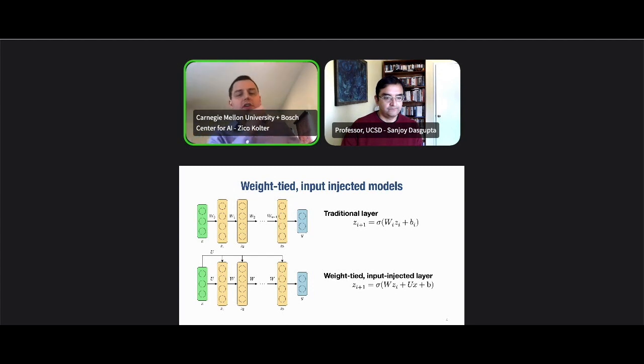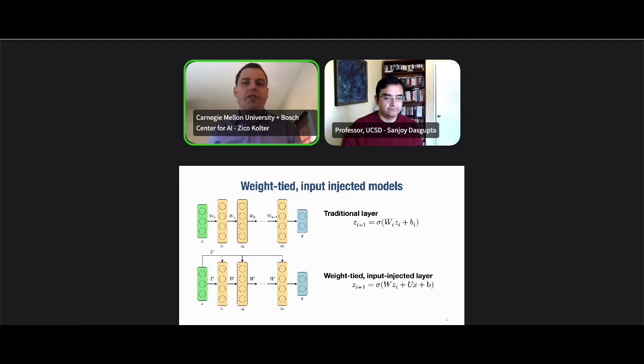Now, you might argue that this is a very restricted form of network. It turns out it's actually not. Theoretically, by a very simple argument, you can embed any traditional network inside one of these networks with no increase in parameters or anything. I'm actually not going to go through that proof. It's a very simple stacking kind of argument.